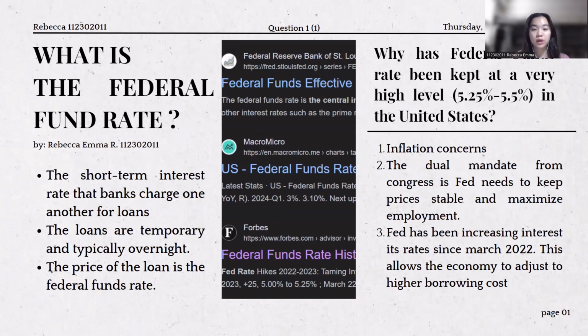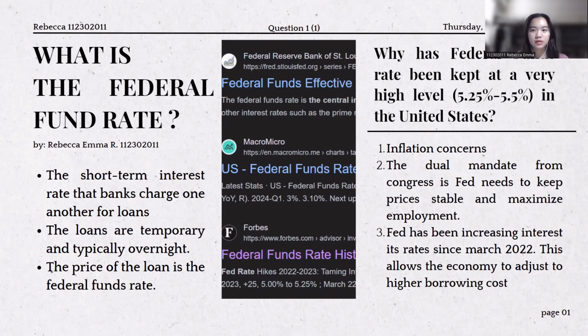For example, if one bank finds itself short of reserves while another bank has excess reserves, the second bank can lend some reserves to the first bank. The loans are temporary and typically overnight. The price of the loan is the federal funds rate.